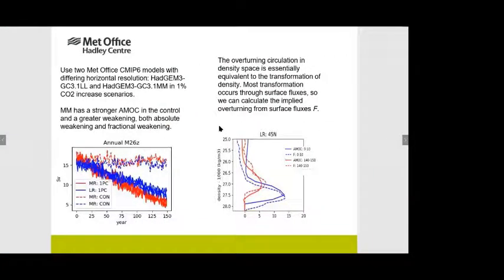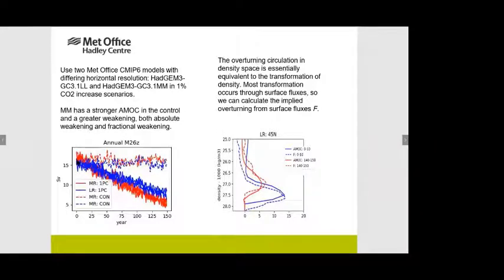So we used two Met Office CMIP6 models with different horizontal ocean resolution. That's HadGEM3 GC3.1, the low resolution, that's 1 degree, and the medium resolution, that's 1/4 degree. And in particular, we've looked at the 1% CO2 increase scenarios.